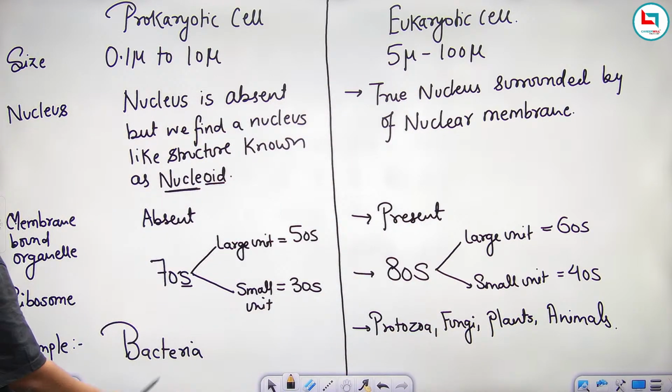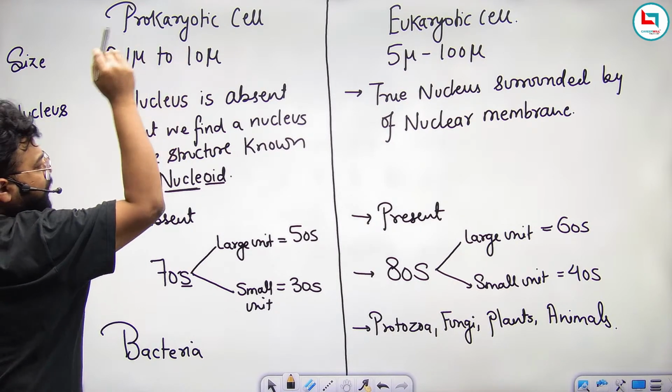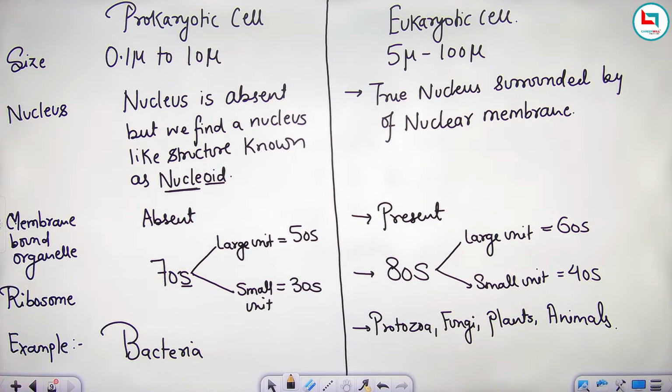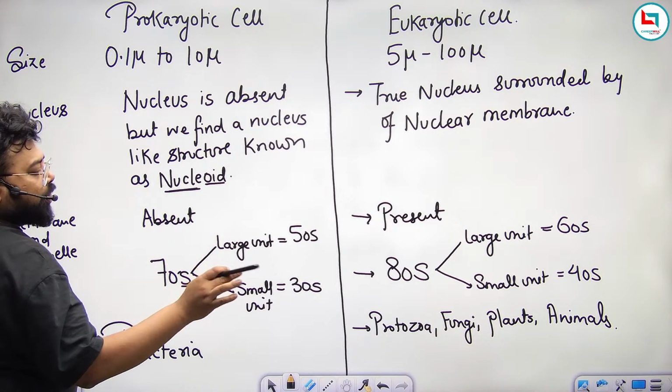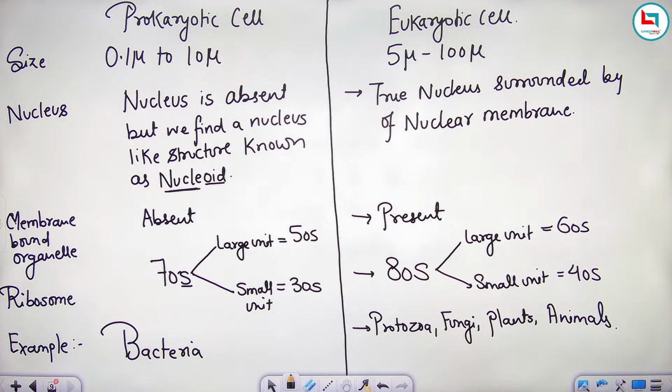But bacteria show a size of around 0.1 micron to 10 micron. They don't have nucleus, they have nucleoid in place of nucleus. They don't have membrane bound organelles. They don't have mitochondria, Golgi body. Ribosome is 70S type, and the example of prokaryotic cell is bacteria.